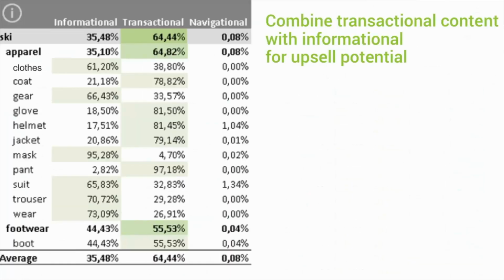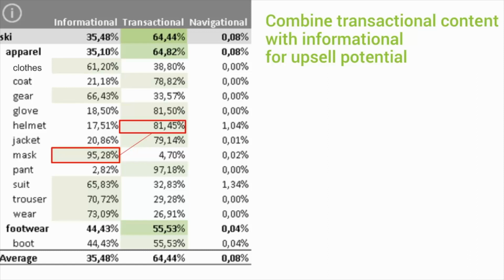So the next opportunity here is actually that you can combine transactional content with informational for upsell potential, for example. So if we look at this table on the left, you see that ski mask and ski helmet, which for my understanding belongs together, right? You buy a mask and you buy a helmet, but the mask is rather informational driven. So people don't want to buy it instantly, but they want to read something about it, maybe some specific comparisons, whatever. And on the other hand, the helmet is very much transactional driven. So people don't want to read a long copy, they want to buy immediately.